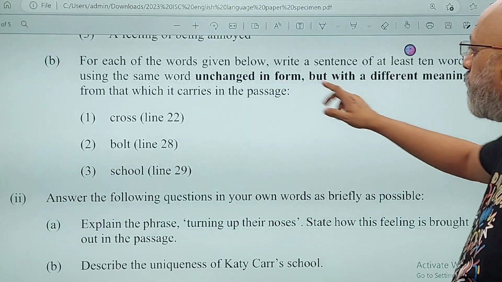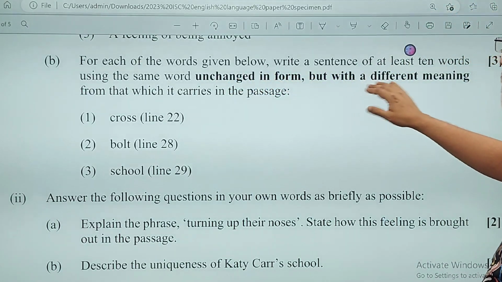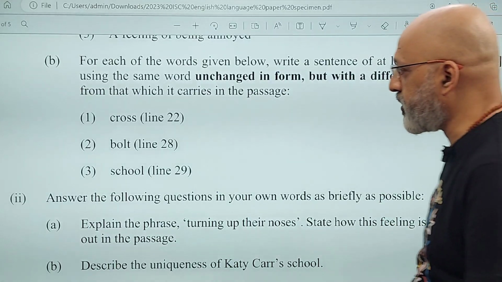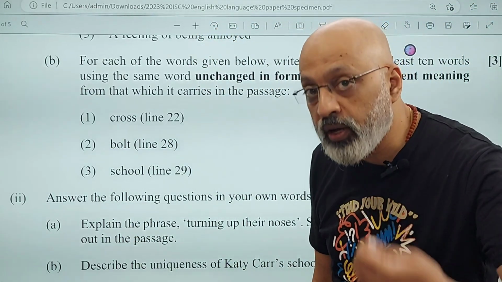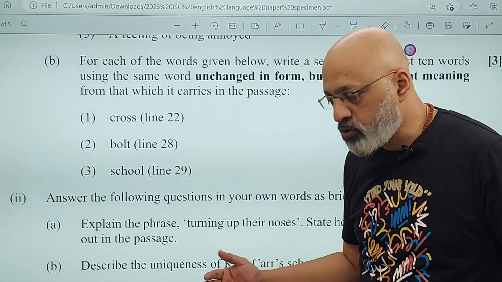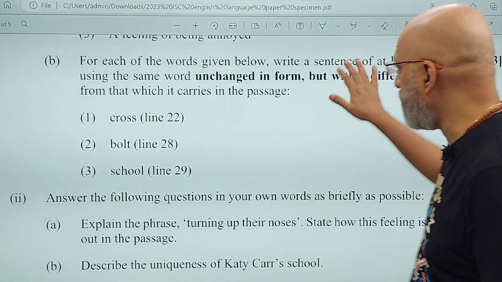For each of the following words, write a sentence with at least 10 words using the same word unchanged in form but with a different meaning. Very interesting. Now, cross out here is used in the sense of a verb, right? That is, someone crossing the street kind of a thing. Passage में उस तरह से use किया गया है. बताओ, दिखाओ.